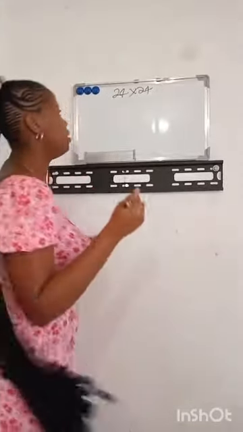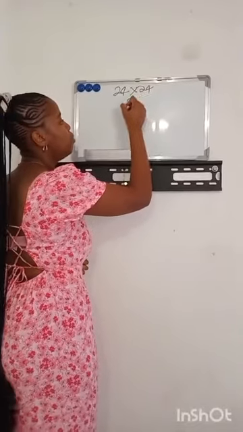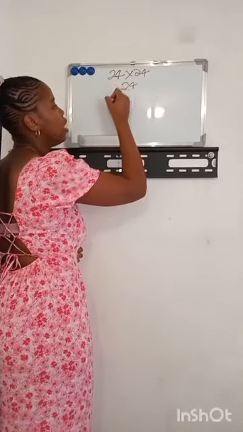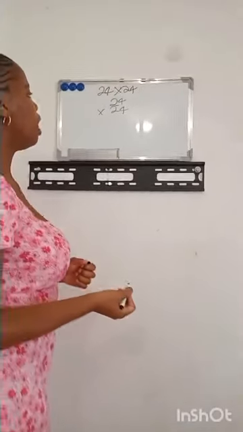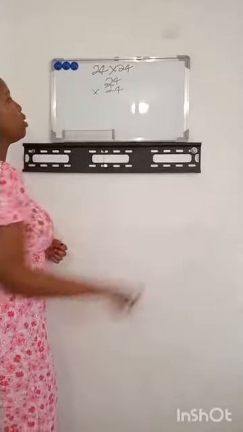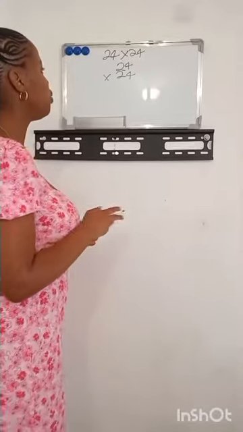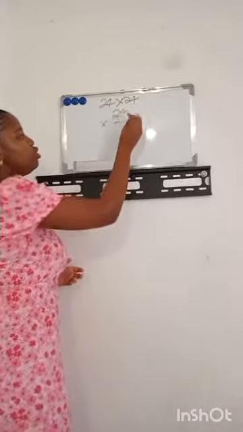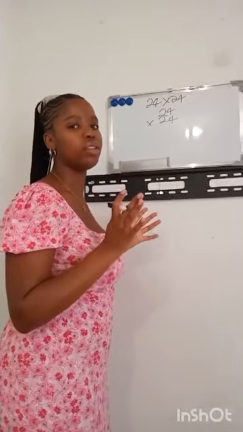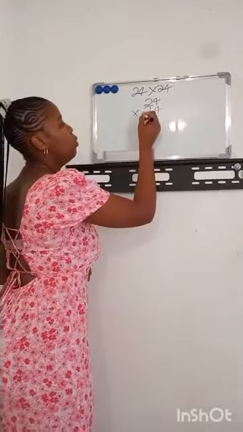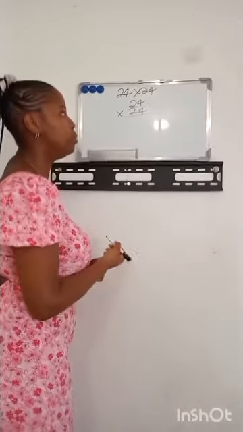And then after writing this, we can just write it properly. 24 times 24. Yes, guys. So now that we have written 24 times 24, always remember that the units need to be under the units and the tens need to be under the tens. It just always has to be like that. So now we can start solving our problem.